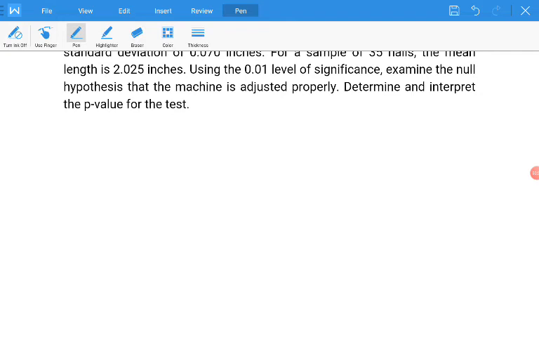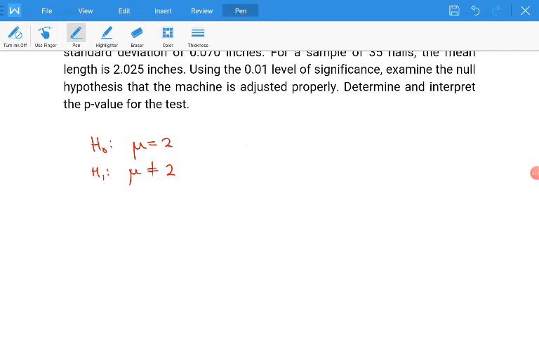Okay. So under H naught, mu is equal to 2, innocent until proven guilty. So we don't say it's not adjusted properly until data proves so. Under H1, mu is not equal to 2, meaning that it's not adjusted properly.